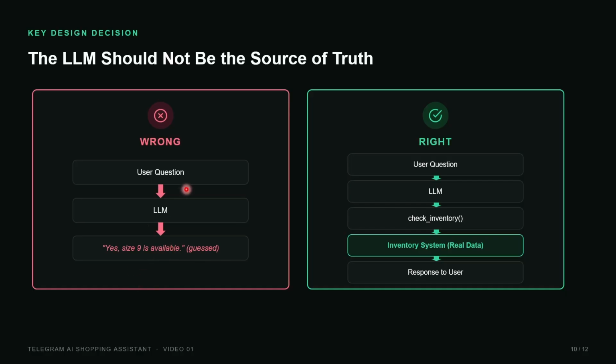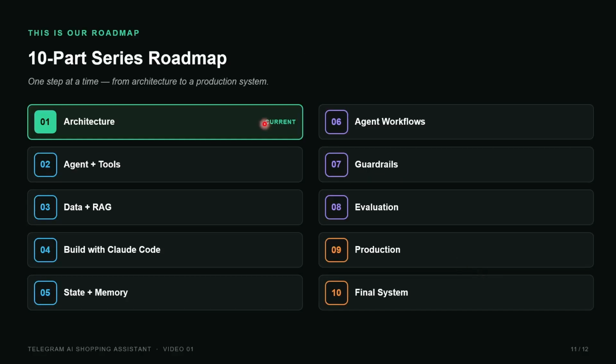So let's say a customer asks, is size 9 available? Then the LLM should not say, okay, size 9 is available. No, it should check. The right approach is that the LLM gets the user question, calls the tool or method to check inventory, this method sends the response back, and then the LLM responds based on the response received from the method.